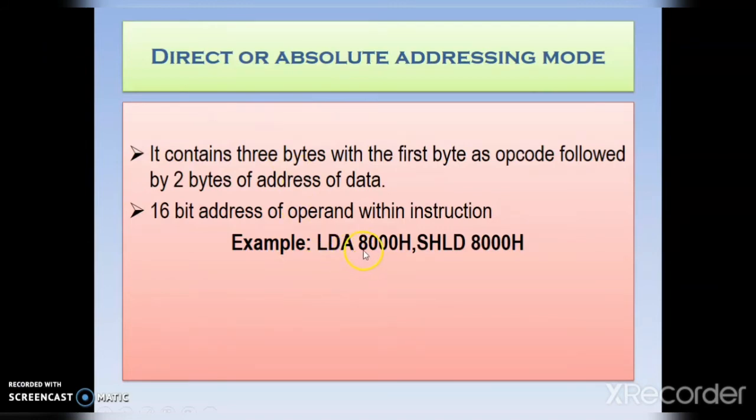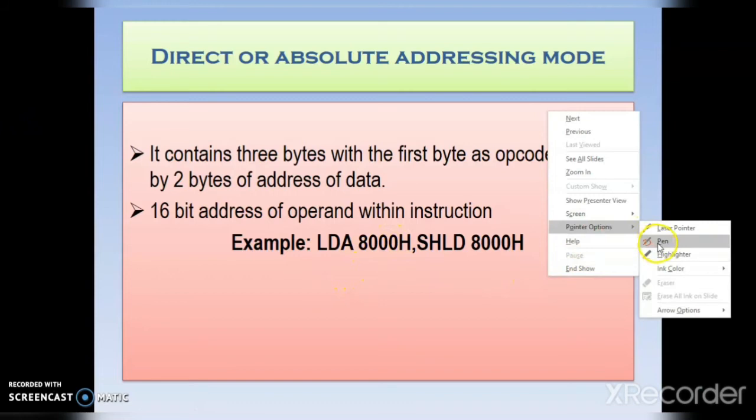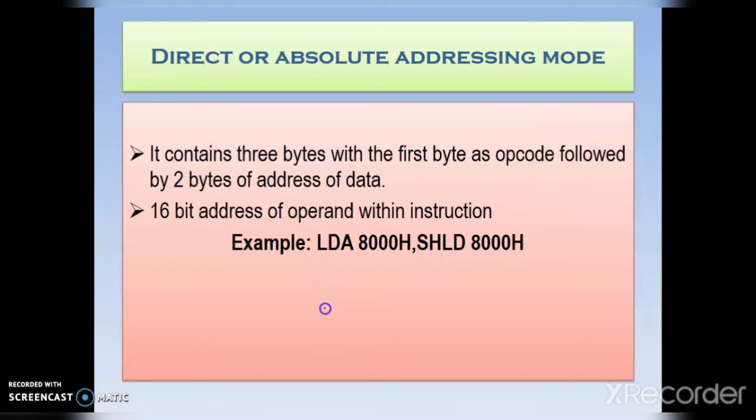see the example LDA 8000H. This is the example. This is 16-bit address. As shown previously, for LDA 16-bit address, the corresponding hexadecimal code is 3A. The corresponding hexadecimal code for LDA 8000H is 3A. Here 3 byte instruction represents the first byte as opcode. So this is the corresponding opcode for LDA 8000H followed by 2 bytes of address of data. It means this is the address of data.